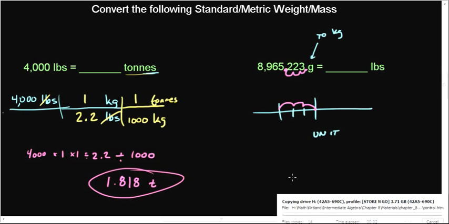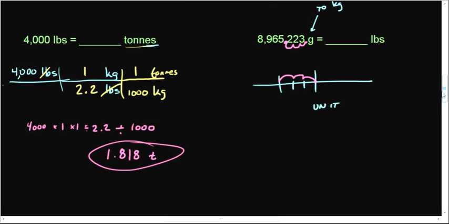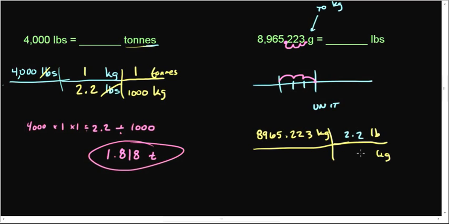So it goes there. That's where I'm going to be starting. So I start it there. 8965.223 kilograms. I was in kilograms, I want to be in pounds. So I've got 2.2 pounds per 1 kilogram. Kilograms cancel when that happens, and then I just multiply across the top and divide across the bottom.